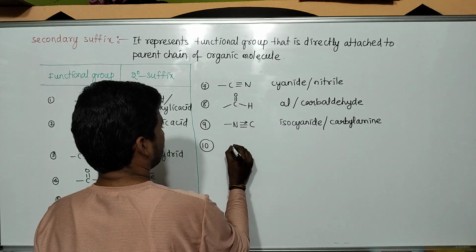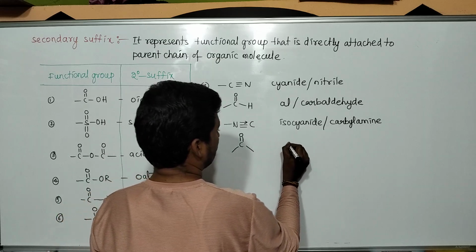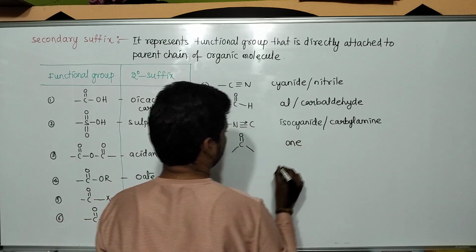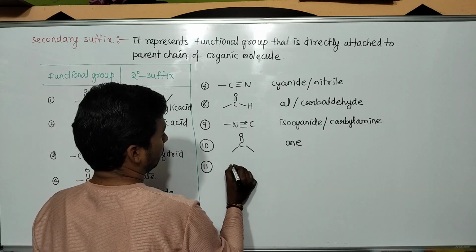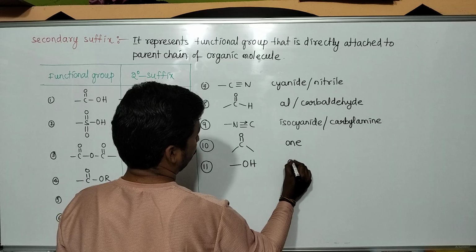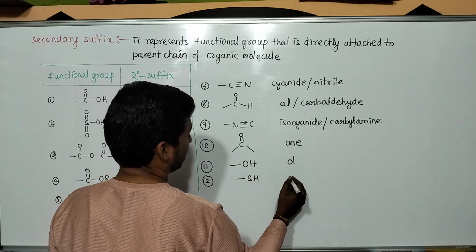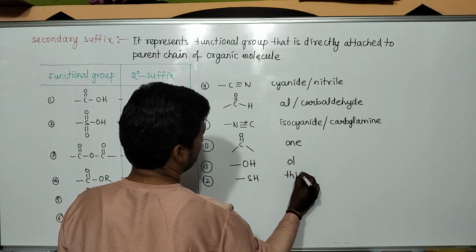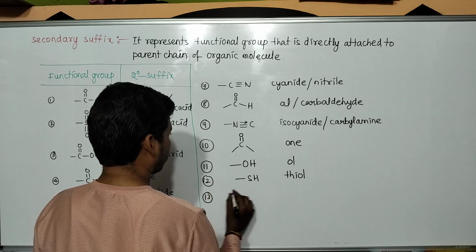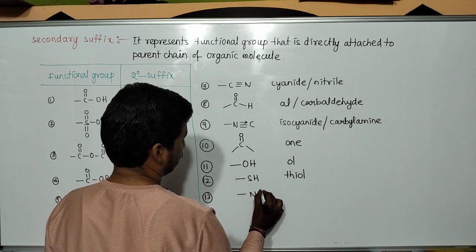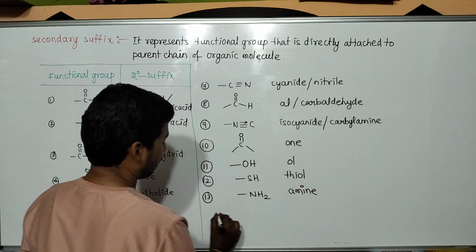If the functional group is C double bond O, we write one. If the functional group is OH group, we write ol. If the functional group is SH, we write thiol, secondary suffix thiol. If the functional group is NH2, we write amine, secondary suffix amine.